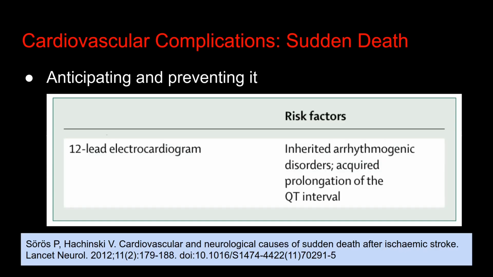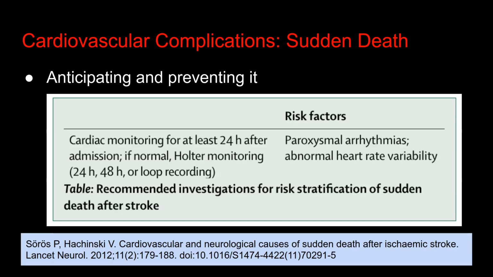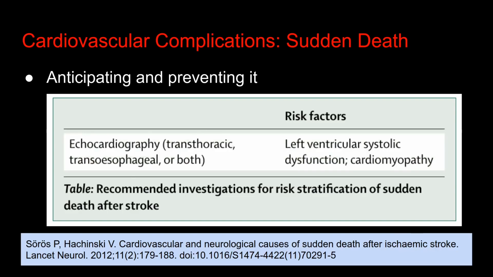An ECG is routine just to catch if there are arrhythmogenic disorders, whether it's familial or an acquired prolonged QT interval. These patients must be put on a cardiac monitor for at least 24 hours after admission. If they are normal, they might need to do Holter monitoring for longer periods to catch these paroxysmal arrhythmias. Of course, we complete the workup. A transesophageal echo is preferred to catch those poorly seen lesions in the atrium, in the atria.